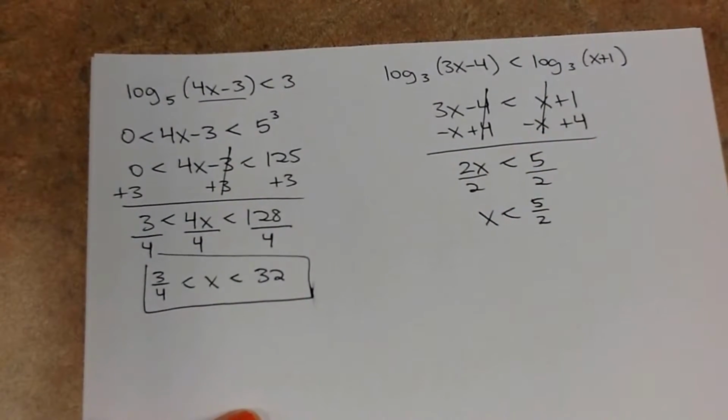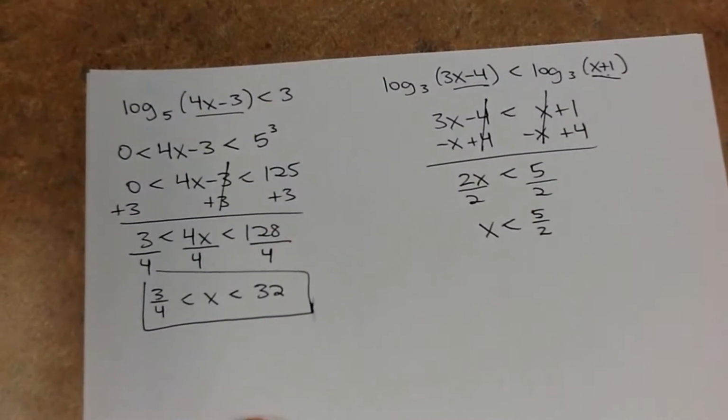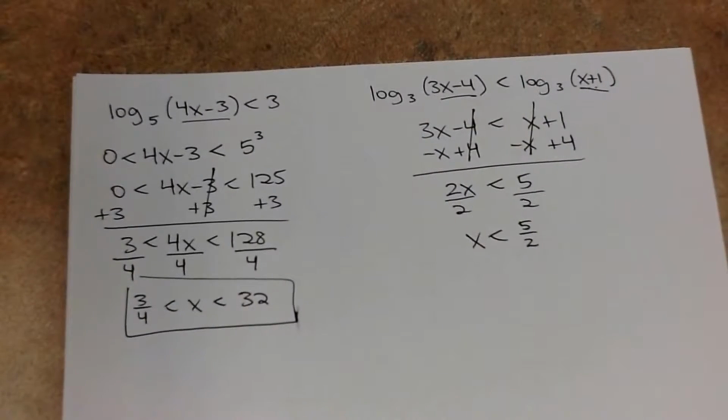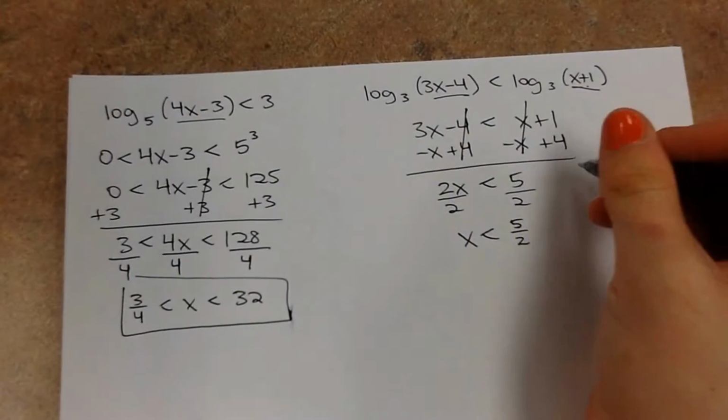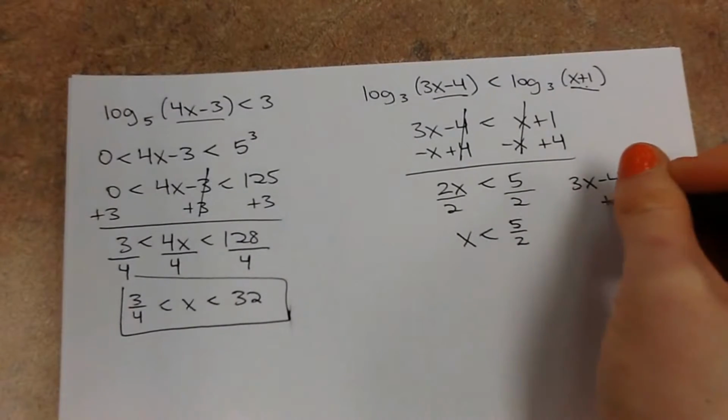And then with these, I've got to make sure that both of these insides are coming out to be greater than 0 as well. So this one right here, the 3x minus 4 has to be greater than 0.